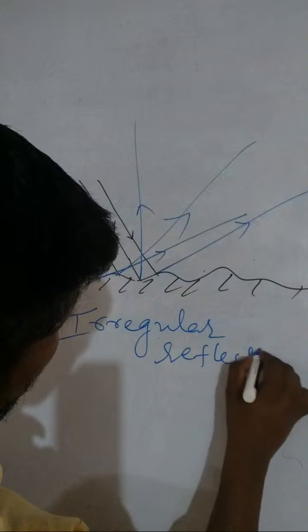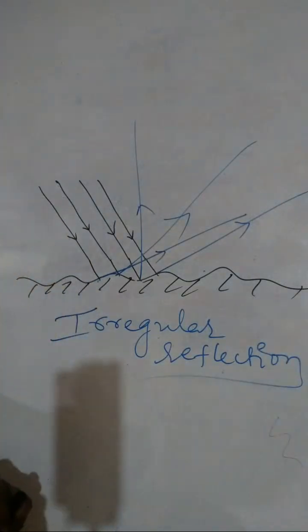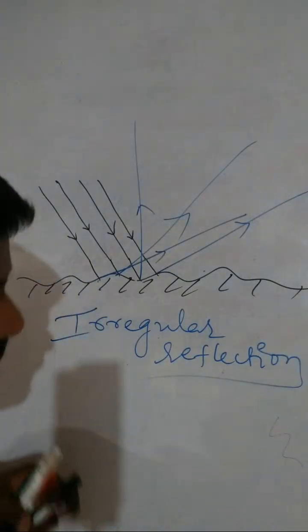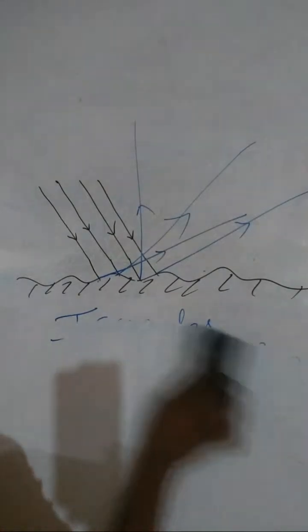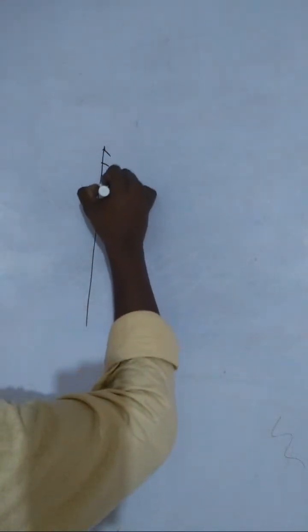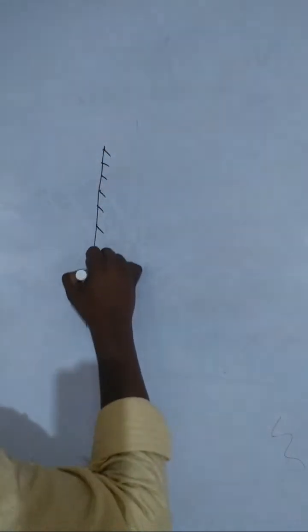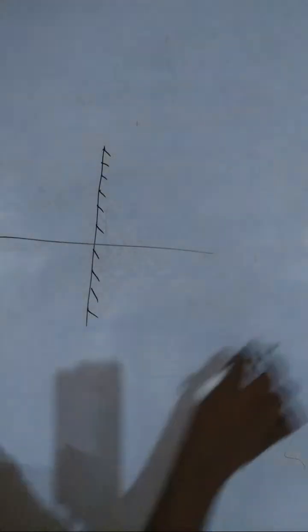Irregular reflection. Clear? Yes. So this is about irregular reflection. Next, we'll see one more thing about the plane mirror. Regular reflection and irregular reflection are completed. Then we can consider one more thing, which is a plane surface. I am considering this plane surface.